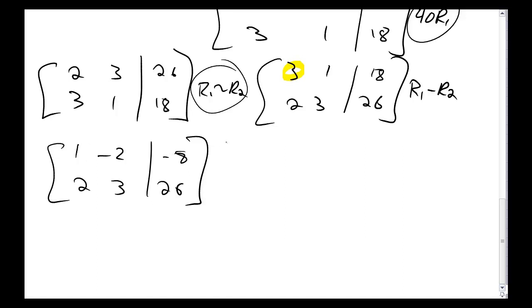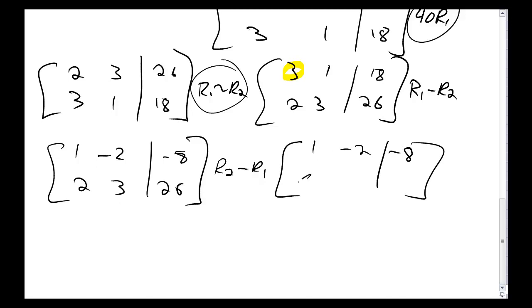I've got the 1 where I want it, so now I'm going to do row 2 minus row 1. Top row is not going to change. 2 minus 1 is going to leave me with 0. 3 minus a negative 2 is going to leave me with, excuse me, I can't count. Row 2 minus 2 row 1. That's what I would want. 2 minus 2 times 1 is going to give me 0. 3 minus negative 4 is going to give me 7. And 26 plus 16 is going to leave me with 42.